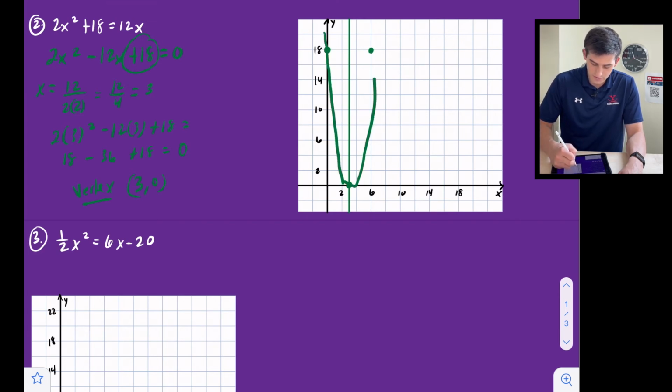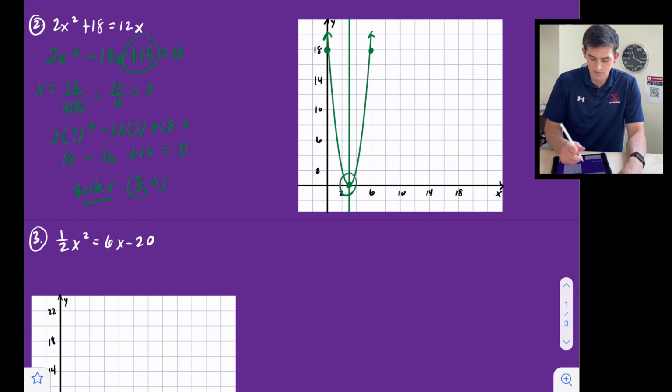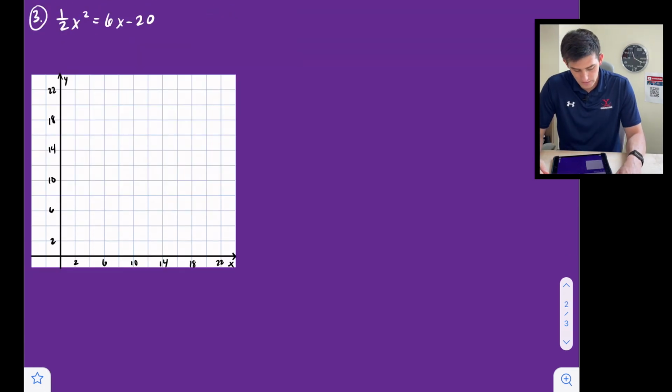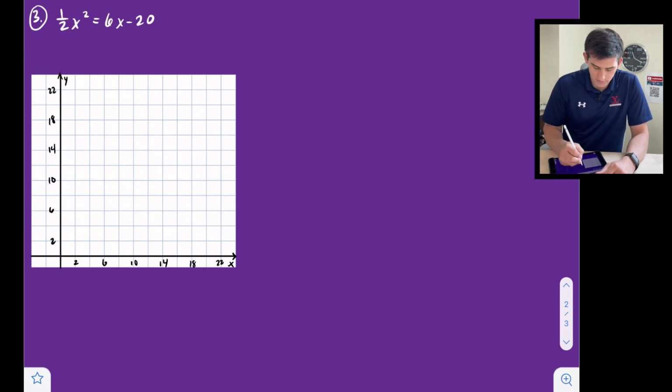So now if we notice what happens, we have our vertex on the x-axis, which means we only have one solution there, and our solution is simply x is equal to 3. So we just had one real solution. Last example, number 3, we have 1/2 x squared equals 6x minus 20. So once again, not in standard form, we need to move some terms around. So let's write this as 1/2 x squared minus 6x plus 20 is equal to 0.